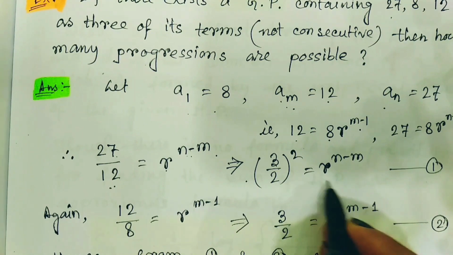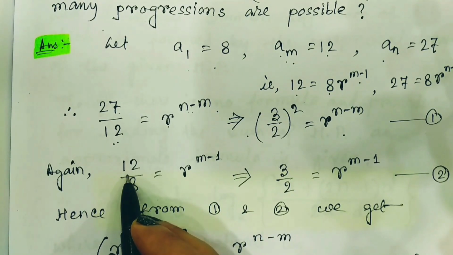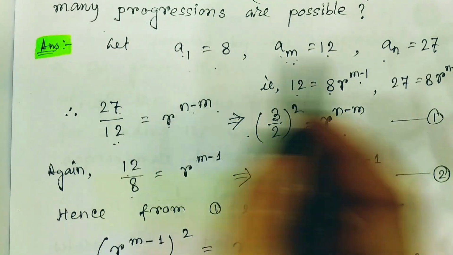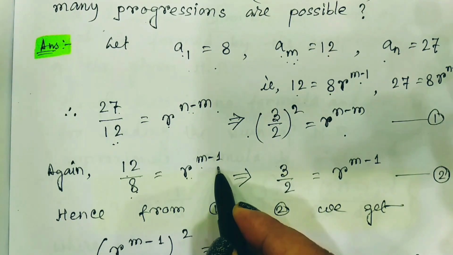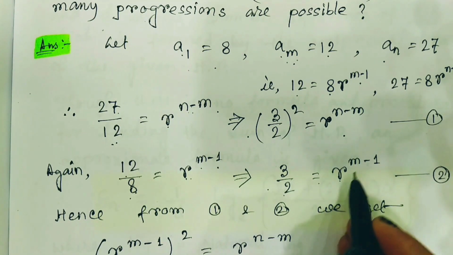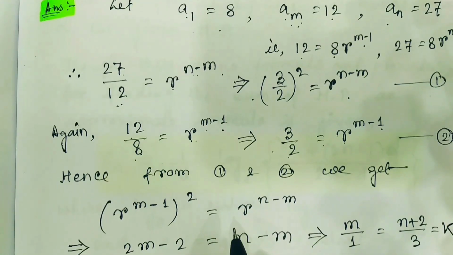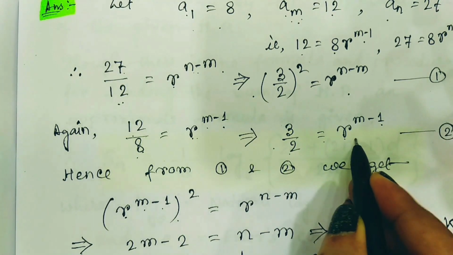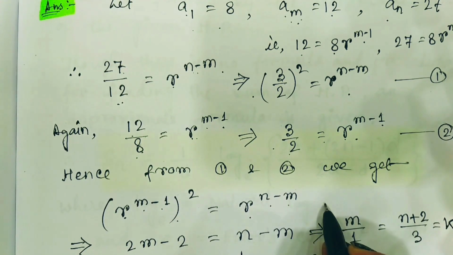Then it is (3/2) whole square, we can write in this way. Again, 12 by 8, that is the ratio between this term and the first term, should be r to the power m minus 1. That implies 3 by 2 equals r to the power m minus 1. Hence, from these two, (r to the power m minus 1) whole square should equal r to the power n minus m.